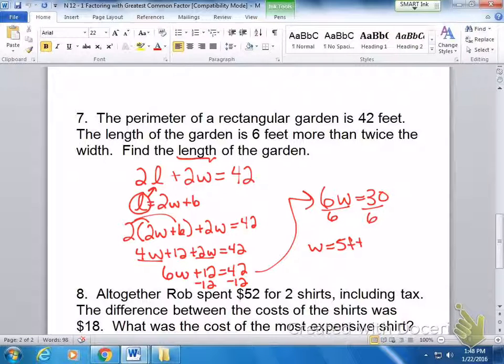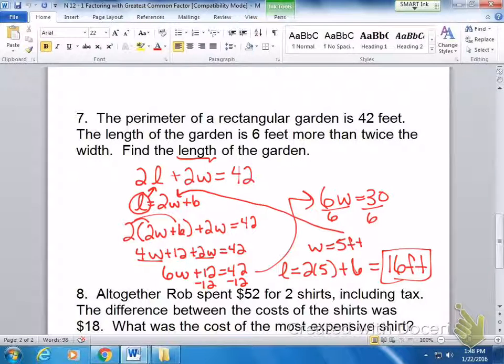But they didn't ask us for width, they asked us for length. Well, I can take this 5 and plug it in for that W there, and I'll get my L. So L is 2 times 5 plus 6, which is 10 plus 6, so my length is 16 feet. So be careful. Watch out for the length. The garden is 6 more feet than twice the width. That's what we had a lot of trouble with earlier in the year.